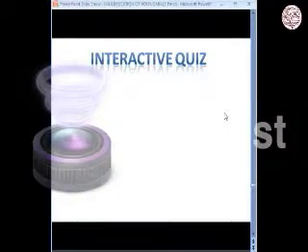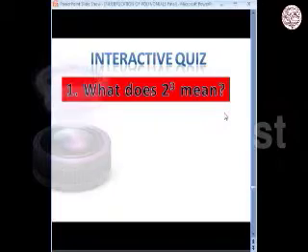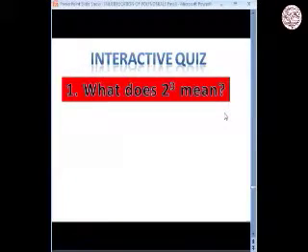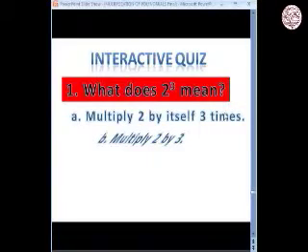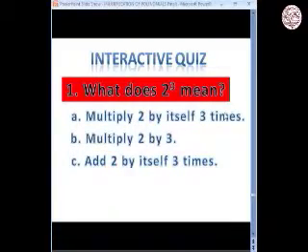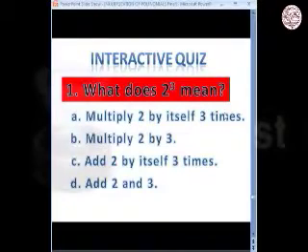Okay, so let's have an interactive quiz. Okay, what does 2 raised to 3 mean? Multiply 2 by itself 3 times. Multiply 2 by 3. Add 2 by 3 by itself, then 3 times. Then add 2 and 3.